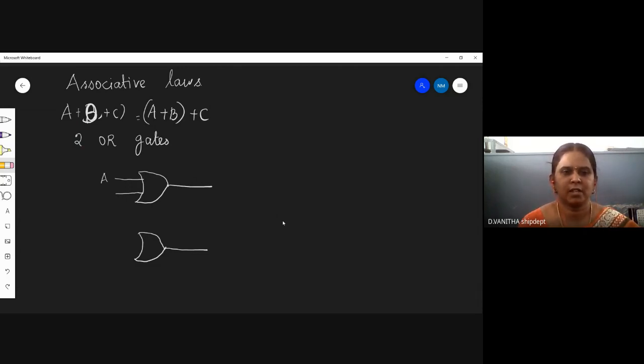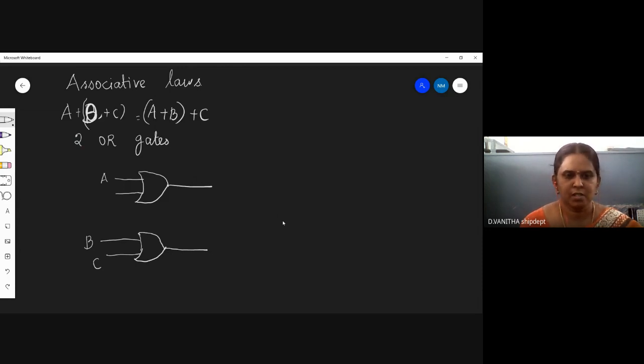First you have to take this. From the first OR gate, only one output is taken. This will be the first OR gate. Here we have to take A plus B plus C, and here you have to take B plus C. This is separate, and this is also a separate one. The bracketed terms have to be drawn by another gate. So this will be B plus C.